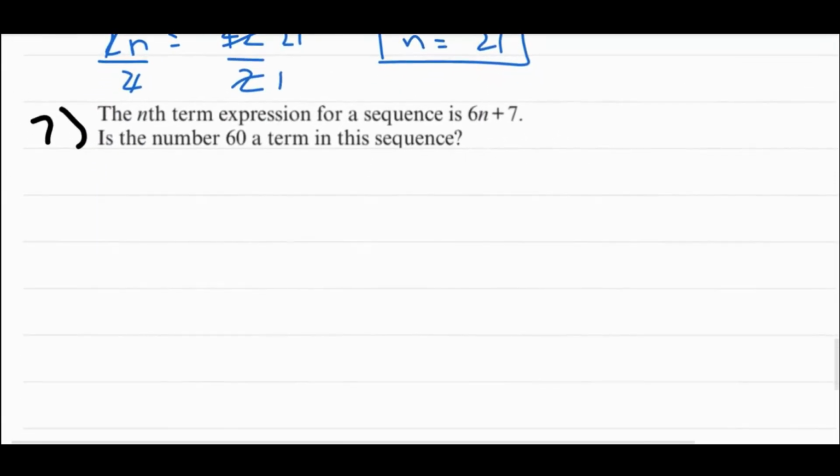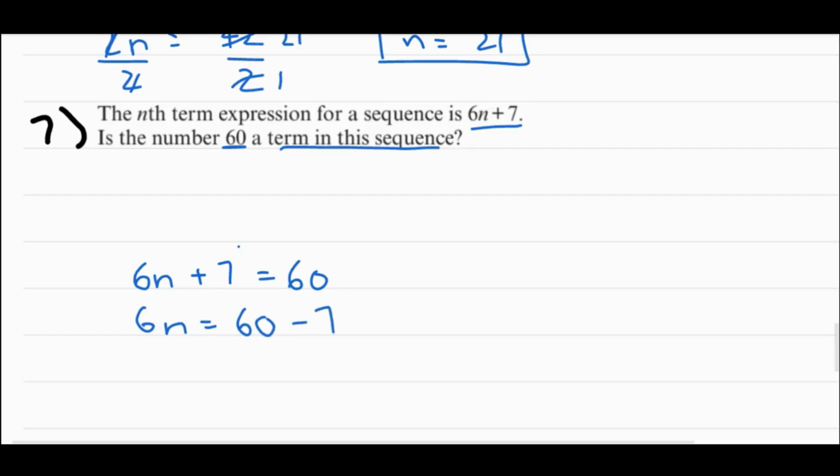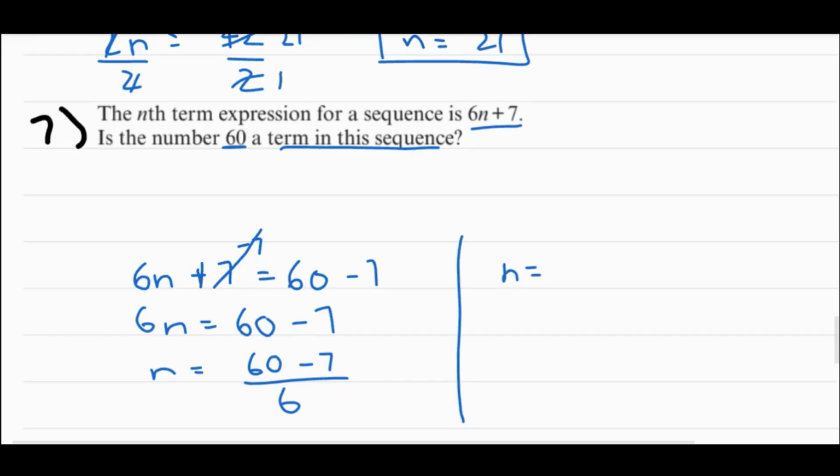Over here we'll do this in the same way. We have an expression, we have the rule, and then we have this number, and they're asking is this term in the sequence or not. So 6n plus 7 is equals to 60. 6n is equals to 60 minus 7, because we subtracted this obviously, so these two got cut, and then n is equals to 60 minus 7. I'll just simplify it afterwards, right? So it's going to be n is equals to 53 upon 6.